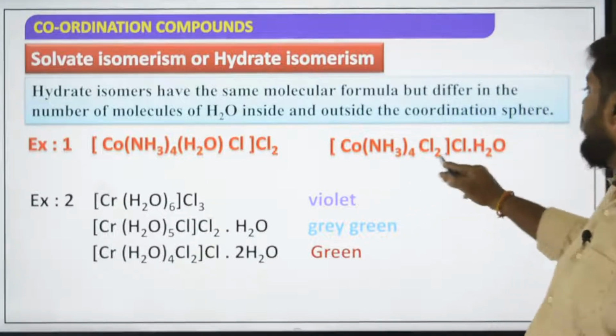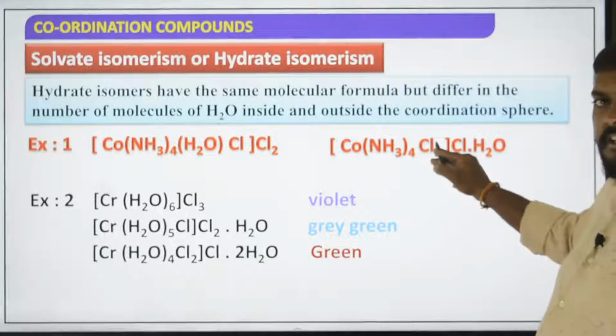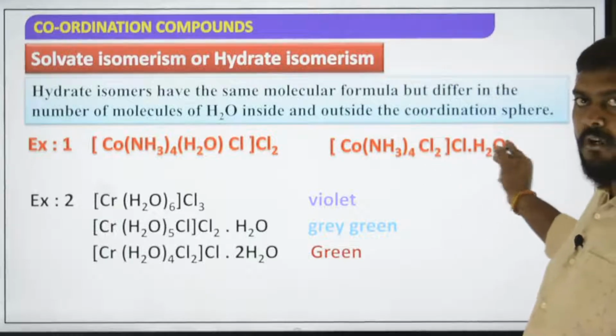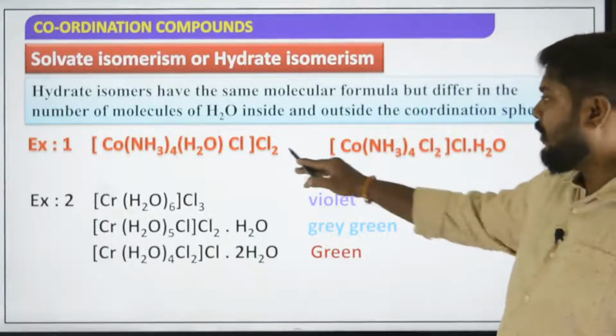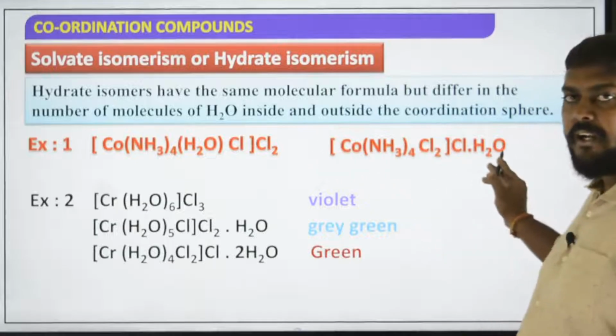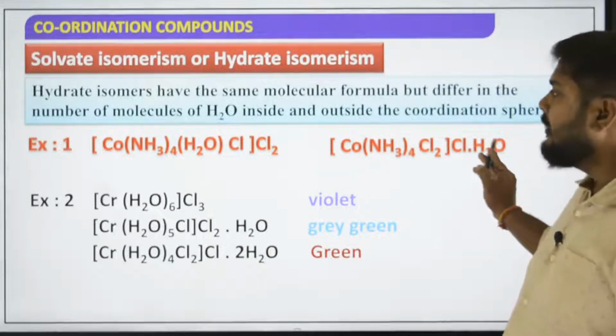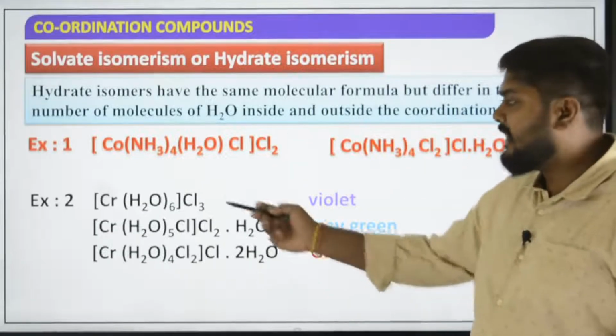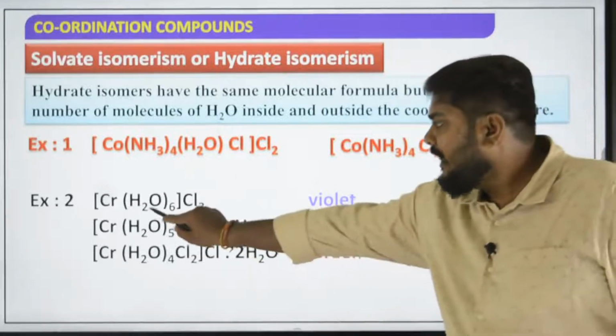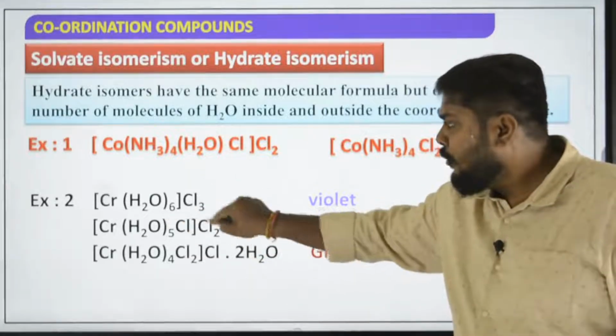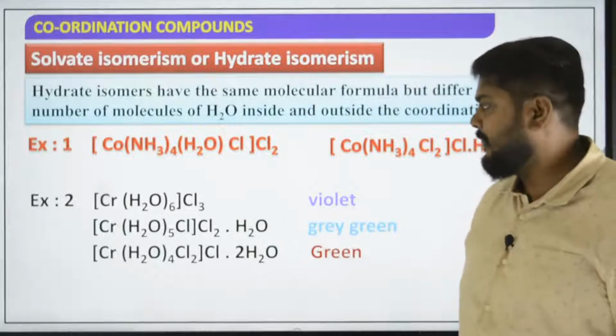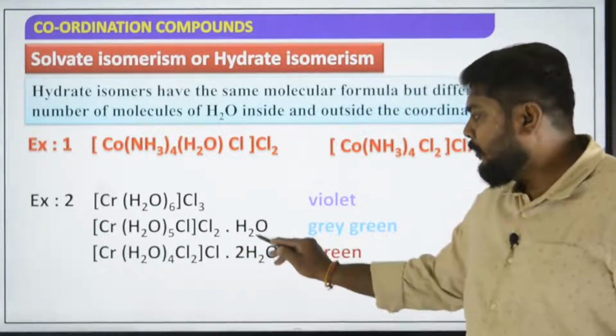So what am I going to get? [Co(NH3)4Cl2]Cl·H2O. Does the water molecule differ? Here there is no water molecule outside, and here I am going to get one water molecule, right? So this is called a hydrate isomer. Second example, [Cr(H2O)6]Cl3. Here there is no water molecule present outside the coordination sphere. And in the second one, I bring one water molecule outside.